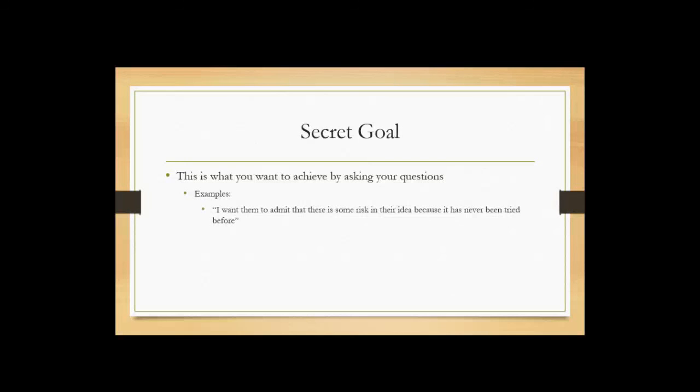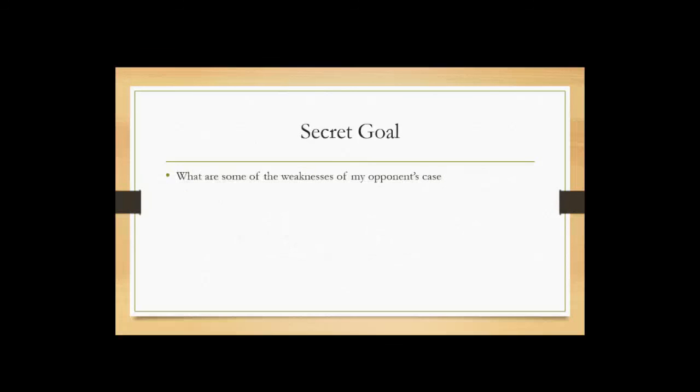Some examples, right? I want them, by them, of course, I mean your opponent, to admit there's some risk in their idea because it's never been tried before. That could be something if you have a solution that's being proposed that hasn't been tried. I want them to admit they have no evidence to prove their second point, or maybe there's a weakness in their evidence. I want them to see that their solution will hurt certain groups. These are specific things that you want to achieve, and then you create questions that achieve that goal.